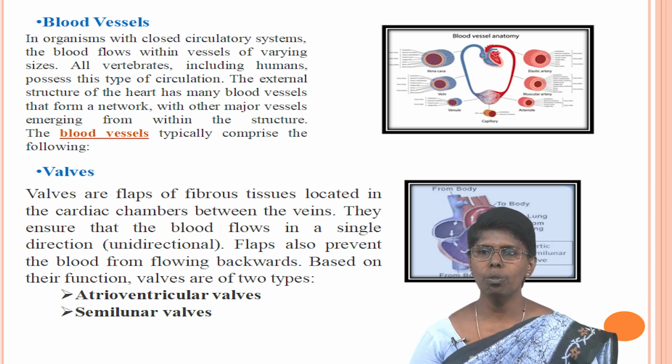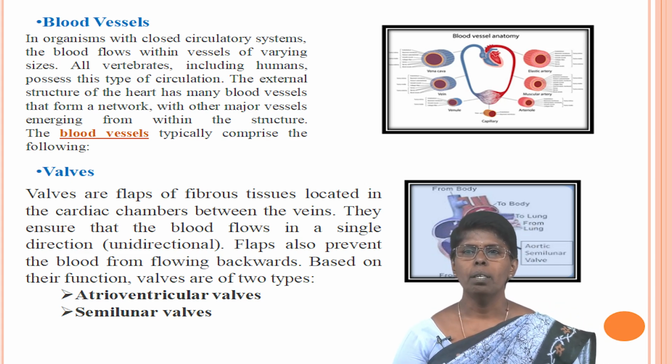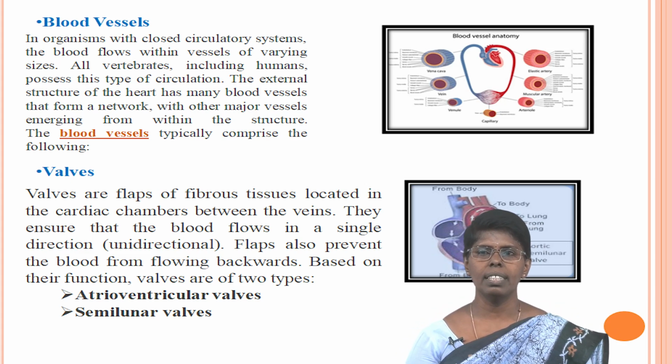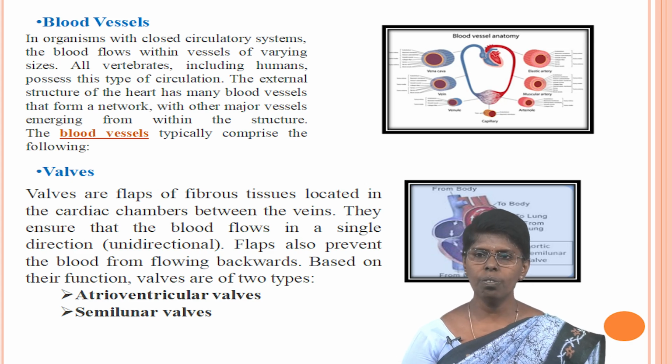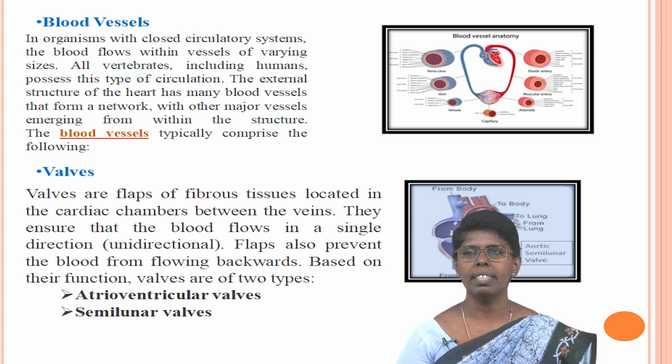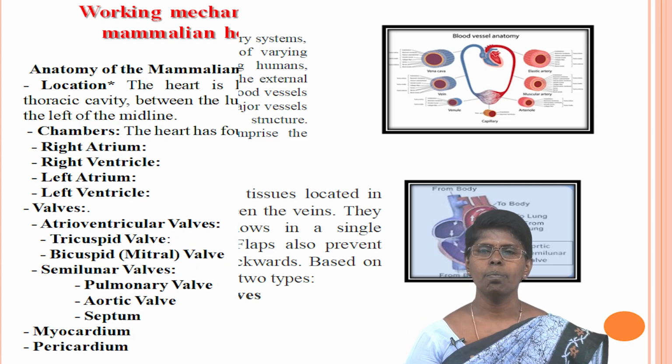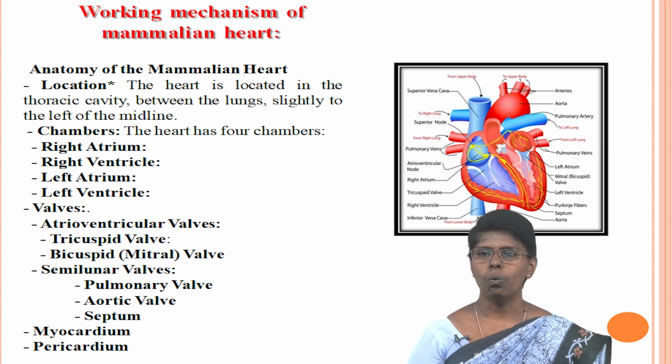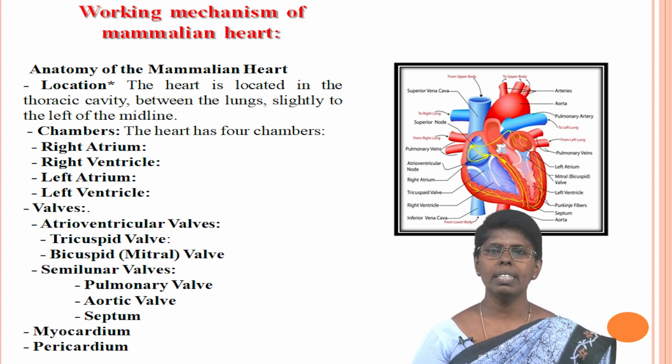Now see the semilunar valves. They are located between the left ventricle and the aorta. They are also found between the pulmonary artery and the right ventricle. Now we'll see the working mechanism of the mammalian heart.